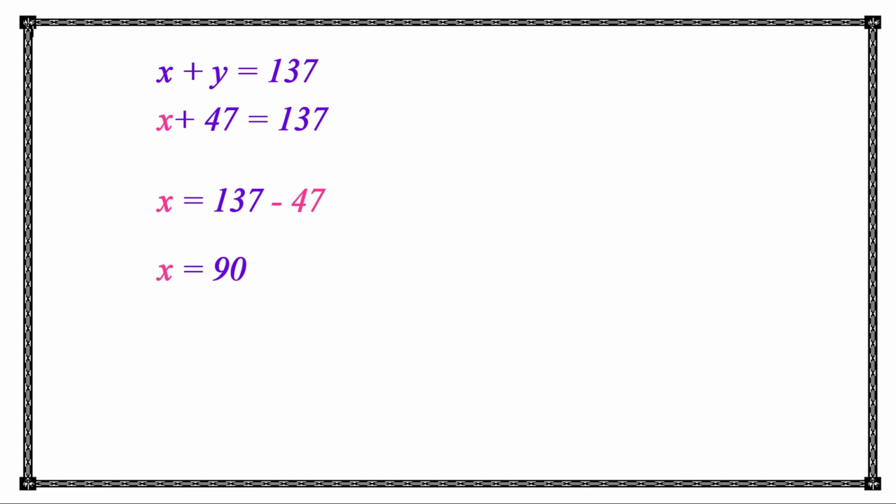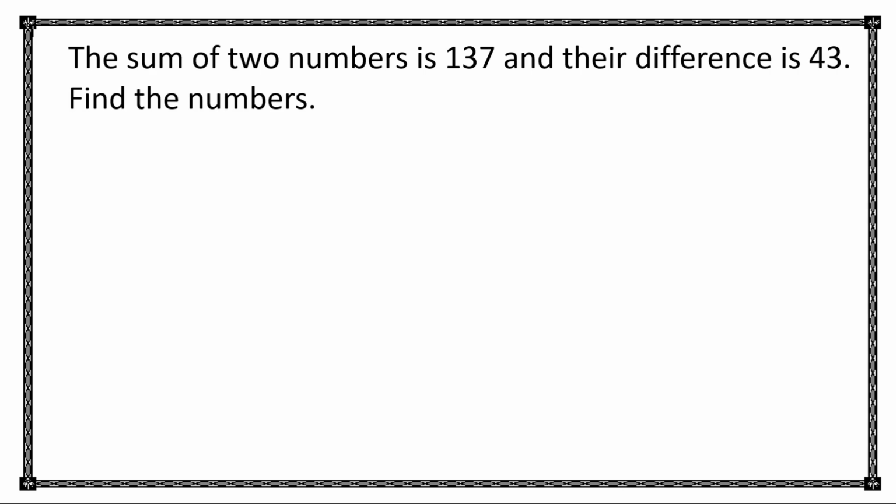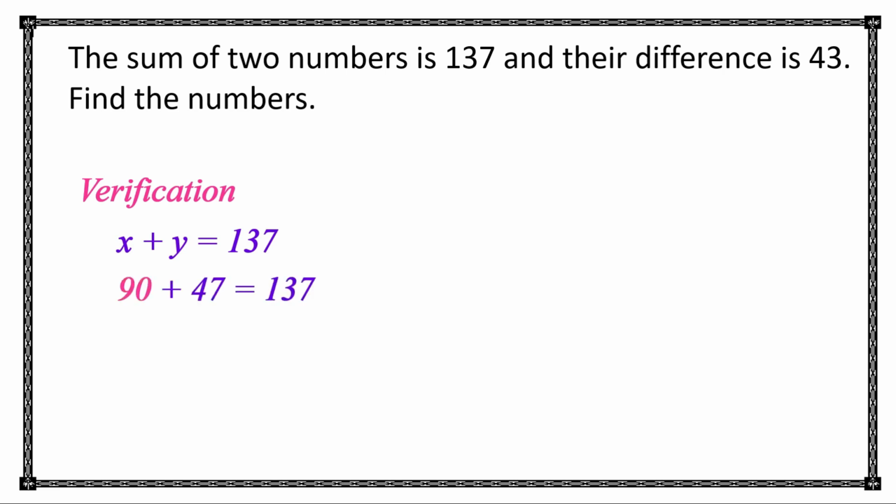So we got the value of x and y, children. Now let us verify this. Here I got the value of x as 90 and y as 47. Now let's do verification. The sum of two numbers is 137, that is x plus y is equal to 137. Substitute the value of x and y here. 90 plus 47 is equal to 137. Is it right? 90 plus 47 is equal to 137. So first condition satisfied.